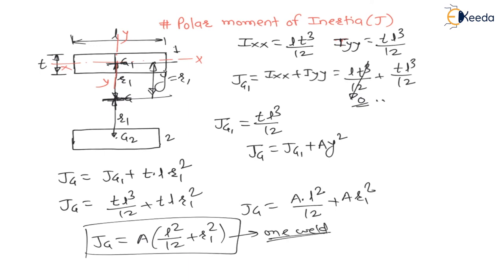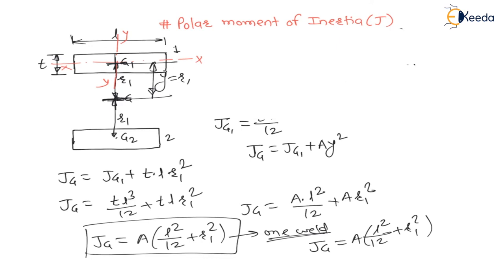But there is also another weld at the bottom. Therefore, we have to calculate for this also. And for the bottom weld, J about G will come with the same formula, that is area into L square by 12 plus R1 square. Therefore, accordingly calculate for all the welds. Here there are only two welds.